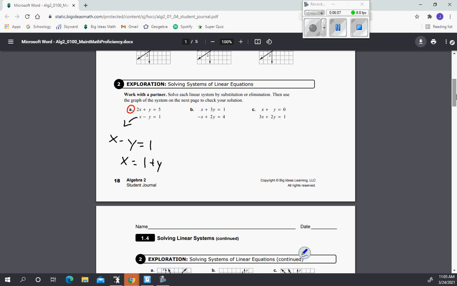This is substitution. Okay, I'm going to take that x, and I'm going to take this equation here, and I'm going to plug in x. 2 times, what does x equal? 1 plus y, plus y equals 5. Now solve for y. I have to distribute the 2: 2 plus 2y plus y equals 5. I get 2 plus 3y equals 5. I get 3y equals 3. And I get y equals 1.